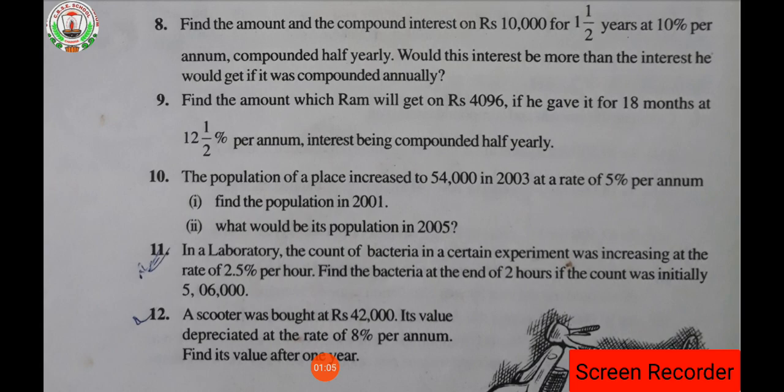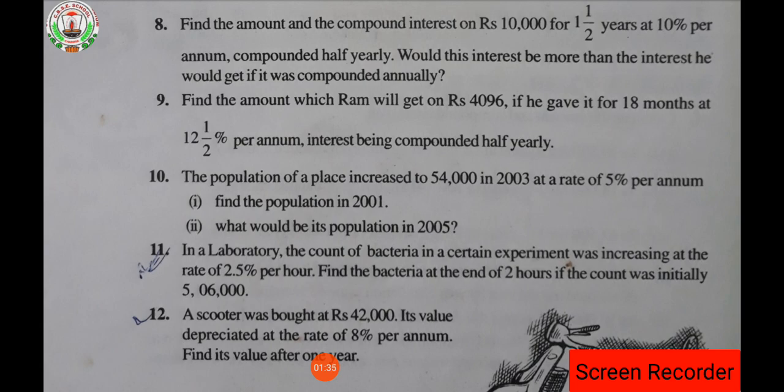So here the question is asking that you have to find the compound interest as well as the amount for annually as well as half yearly. That means you have to find out both conditions. Then why is it asked to find both? Because it is asked in which condition, yearly or half yearly, you would get more interest. That's why we have to find both things here.